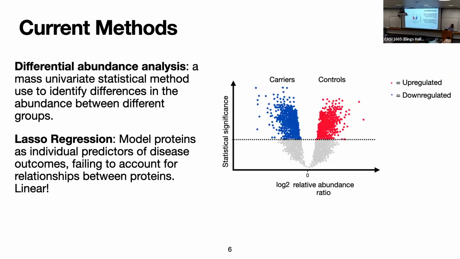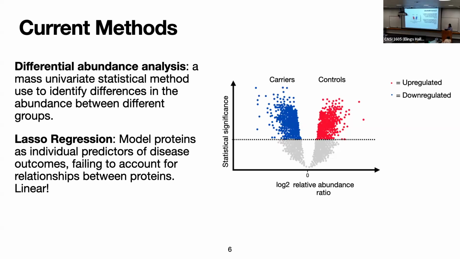So what are some current methods that we're using on these data sets? One really common one is differential abundance analysis, which is a mass univariate statistical method used to identify differences between different groups in your data set. So you might get a plot like shown here, this volcano plot, which shows, okay, say we have a data set of carriers and controls, and we want to understand what proteins or genes are really important. We look at the abundance ratio between these groups and the statistical significance.